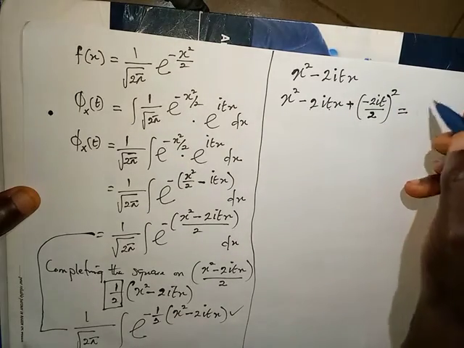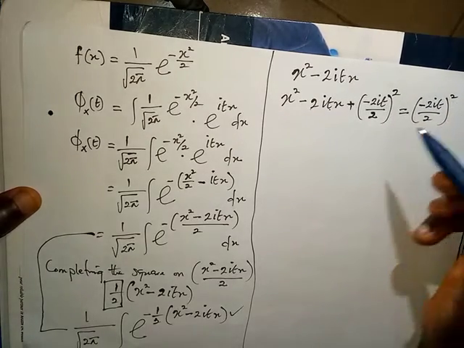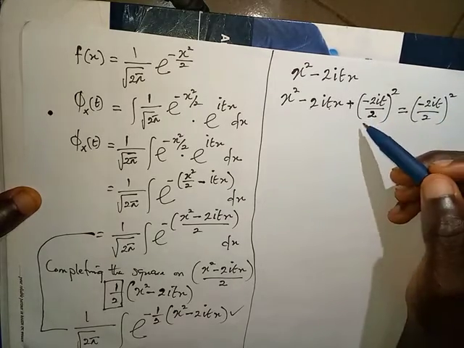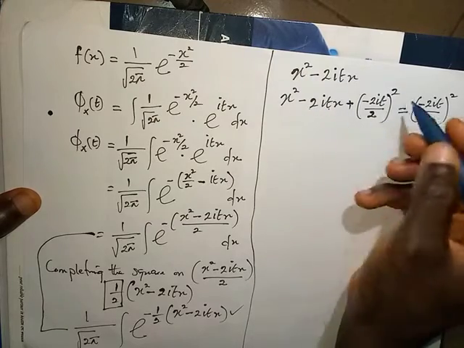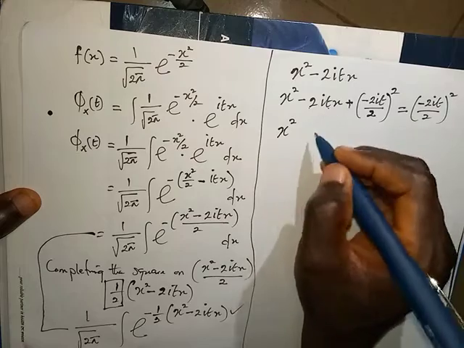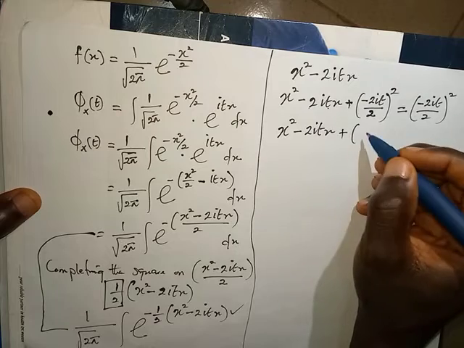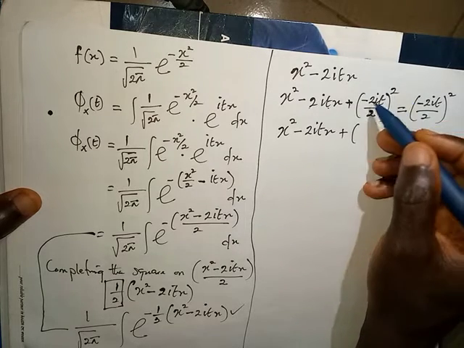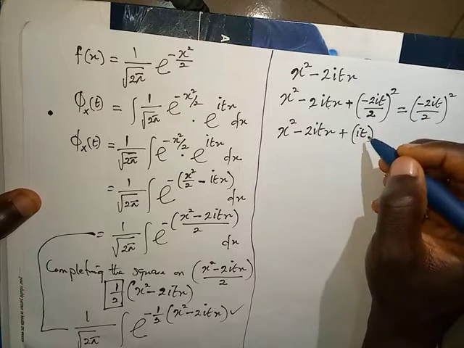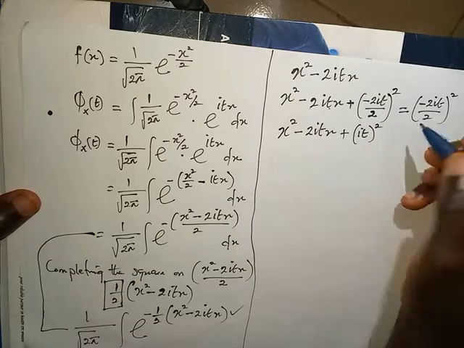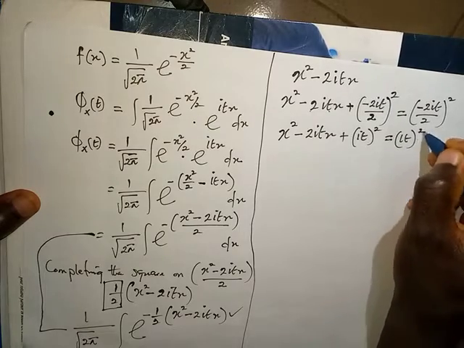So when we square all, we put it at the other side here: into bracket minus 2 i t divided by 2 raised to power 2. Which means when this cancels this, we still have our x squared minus 2 i t x left here. So we can write this one this way, x squared minus 2 i t x, and then plus into brackets, these two will cancel these two, and this square will take care of the negative. So what will remain here is i t raised to the power of 2.